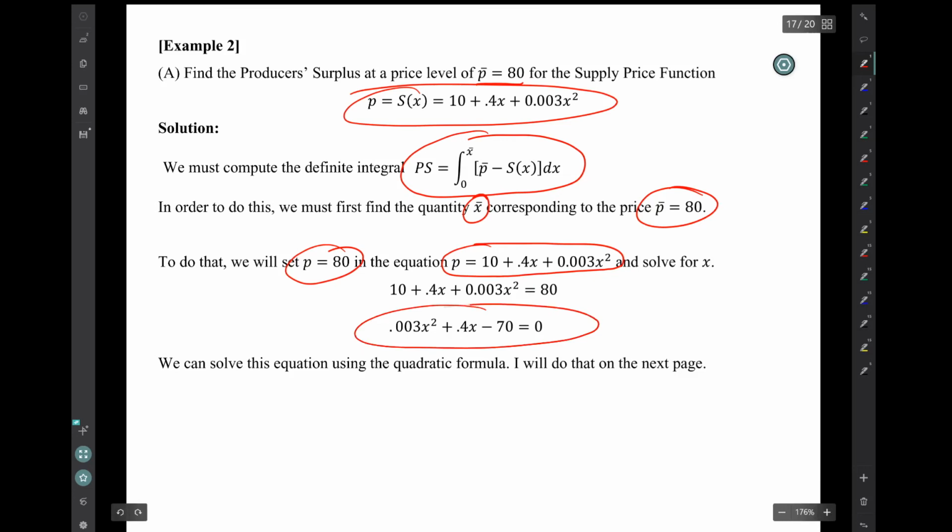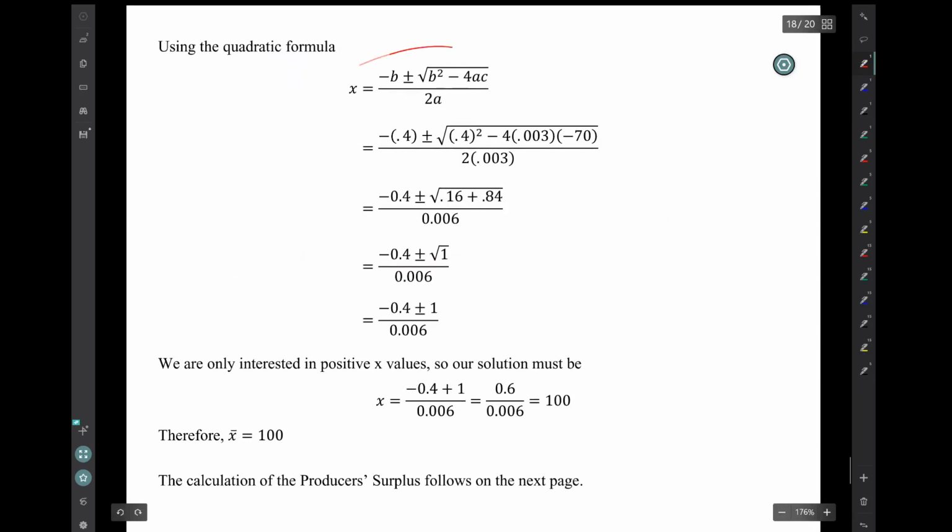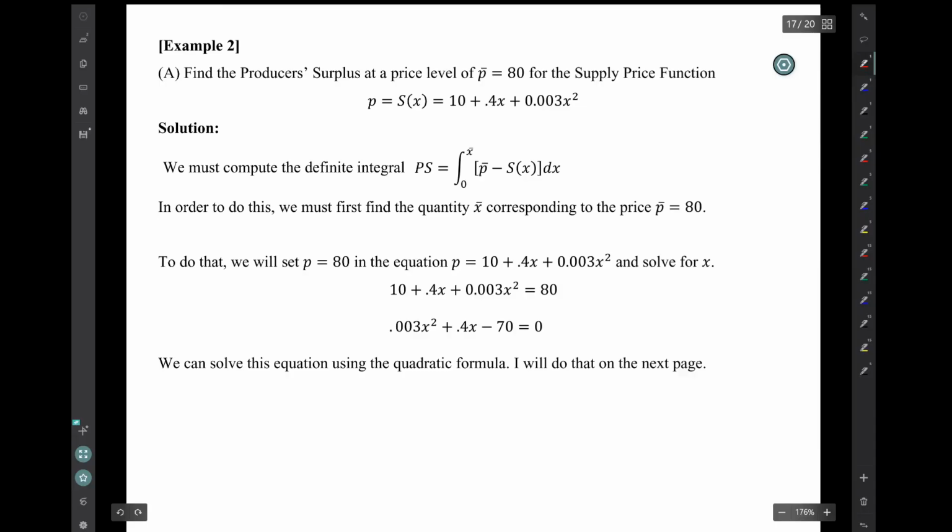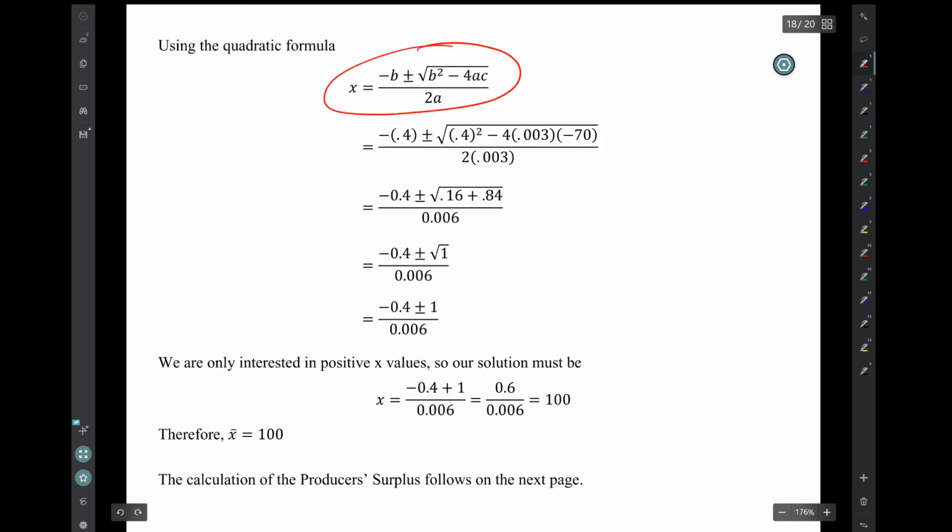So we end up with this. Now we can solve this using the quadratic formula. I'll do that on the next page. There's the quadratic formula. Now let's review what our a and our b and our c coefficients are. Our a is 0.003 from there. Our b is 0.4. And our c is minus 70. So there you see I've substituted in the value of a, the value of b, and the value of c. When you do the computation, you end up here.